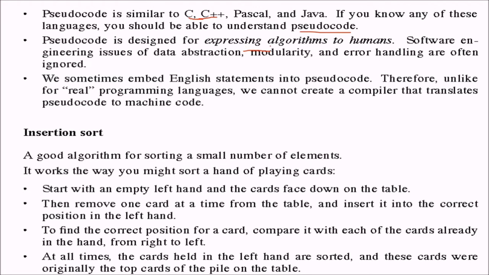We have seen software engineering issues like data abstraction, modularity, and error handling. We generally ignore these while expressing algorithms right now. We also try to embed English statements into pseudocode. Unlike a real programming language, we cannot create a compiler which can translate this pseudocode to machine code. For that, we have to write our algorithm properly in these languages.